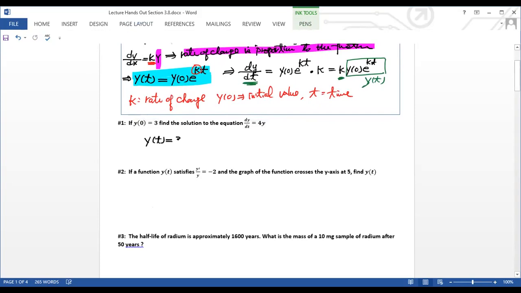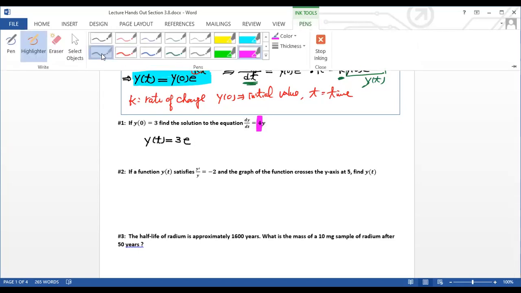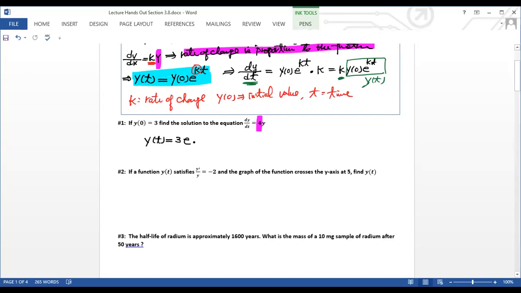So what is the initial value? It's y0 times e to the kt. So where is k here? What is k here? k is 4, right? So I have 3e^(4t) here. That's what we mean by how to find the solution.